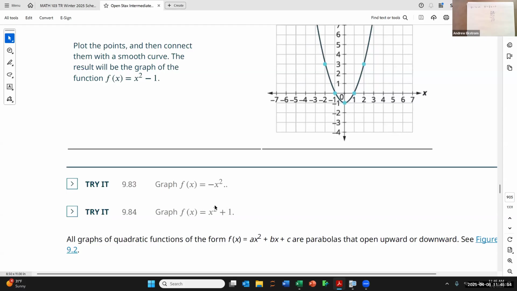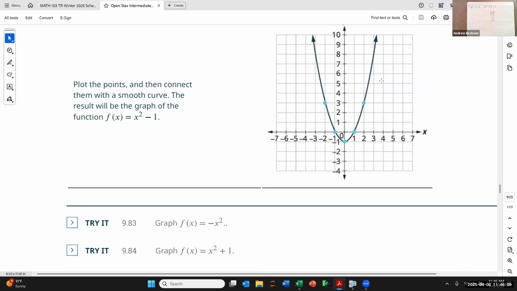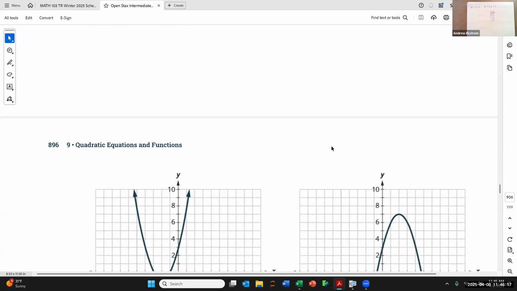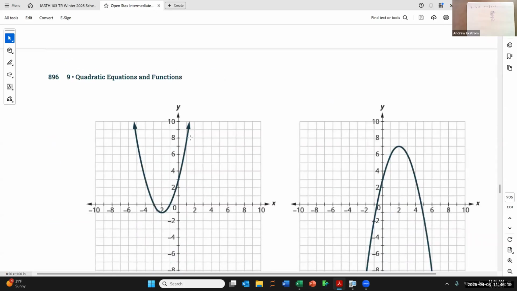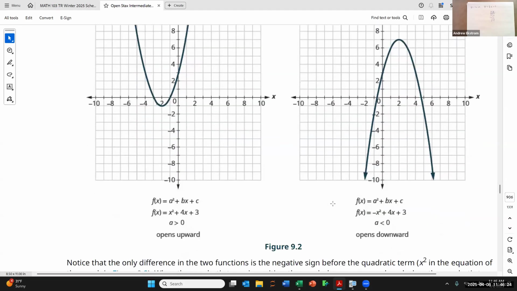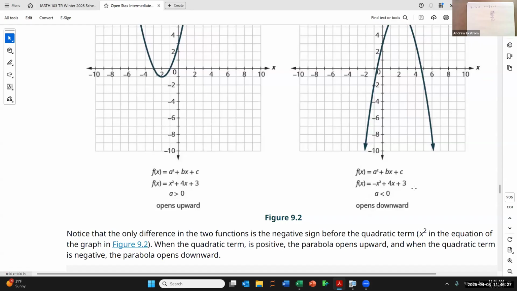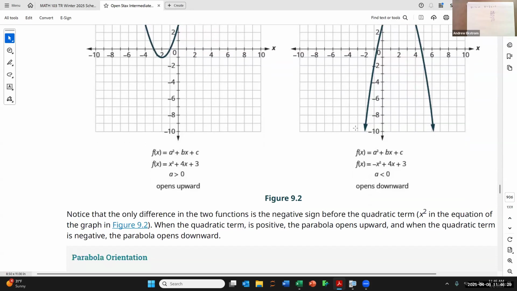When you're graphing these, if you see the negative value out in front of x squared, it's going to open face down, so it's going to be like a frowny face. If it's positive out in front, it's going to look like that, so it's going to be a smiley face, just to make it easier. This is open up, and this is open down, all right? Again, you can see what it's talking about right there.